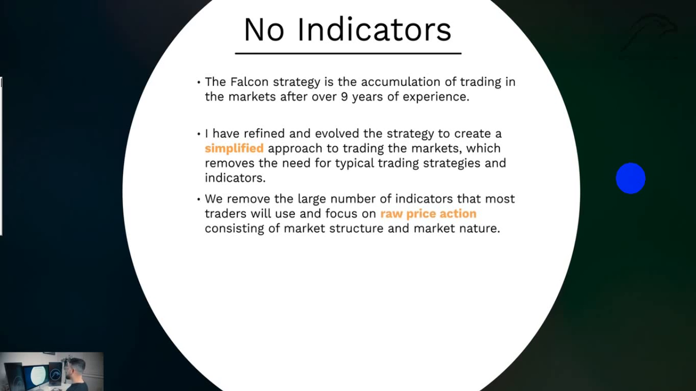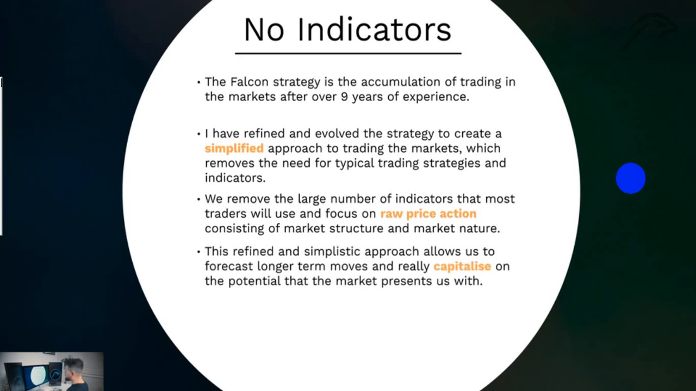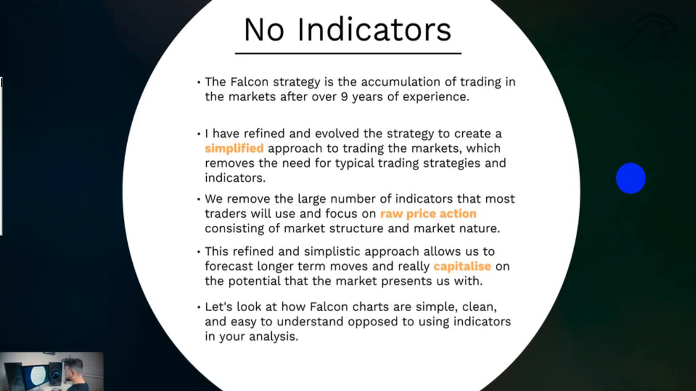So we remove the large number of indicators that most traders will focus on and use, and what we focus on is raw price action. This essentially consists of market structure, market nature, combining that with patterns, etc. This approach is refined and simplistic. It allows us to forecast longer term moves, and it really does capitalize on the potential that the market presents us. Most people don't realize how much potential there is in the markets because they're too cluttered with their charts. When you strip it all back, you see it for what it really is.